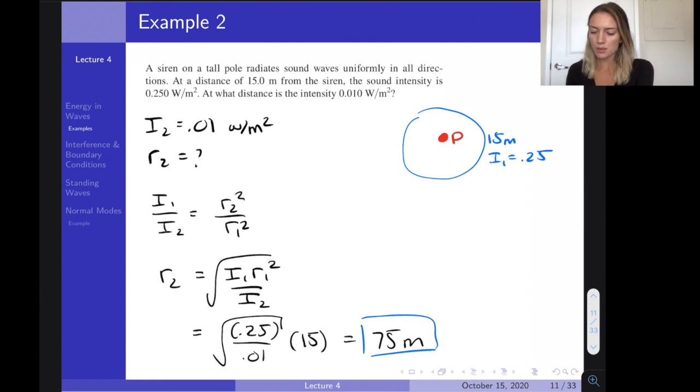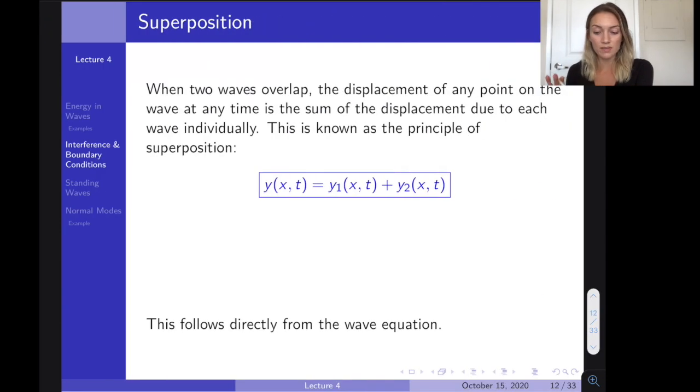Okay, now we're going to get into some more actual wave stuff. So the first thing I want to talk about is superposition. Superposition is just when you have two waves that are traveling on the same rope or in the same medium. So our two waves overlap, and to find the resultant wave, the new wave, we just have to add up the displacements of each individual wave.